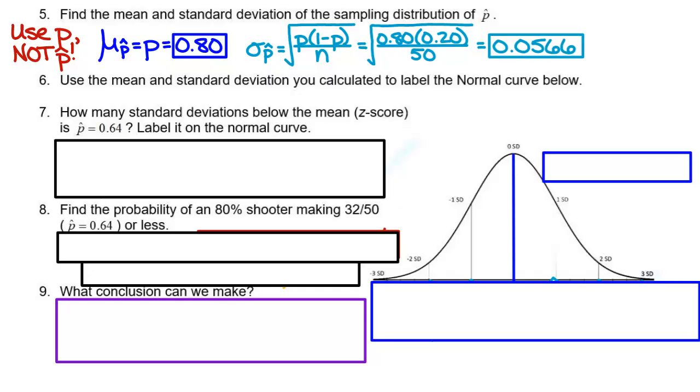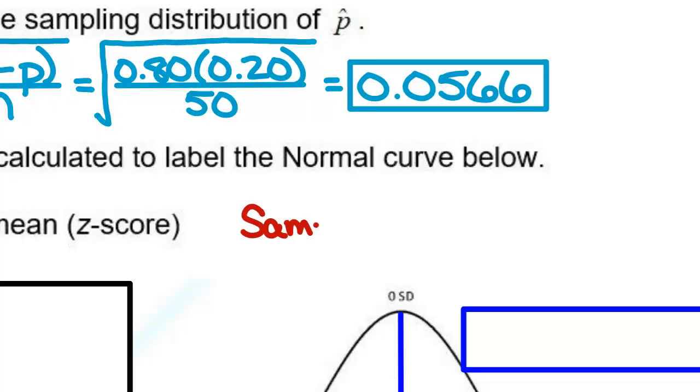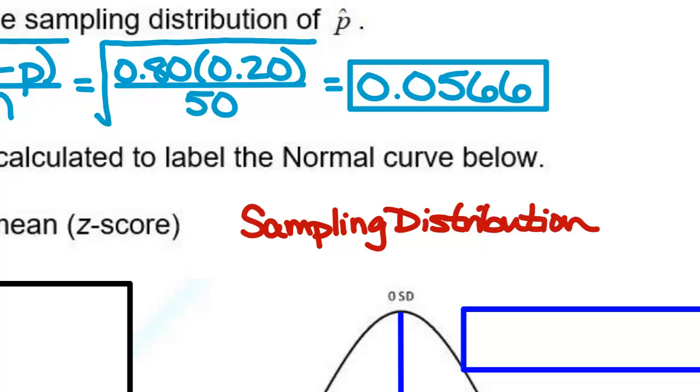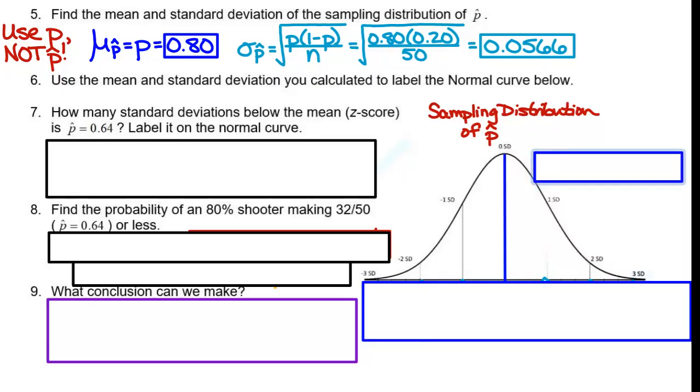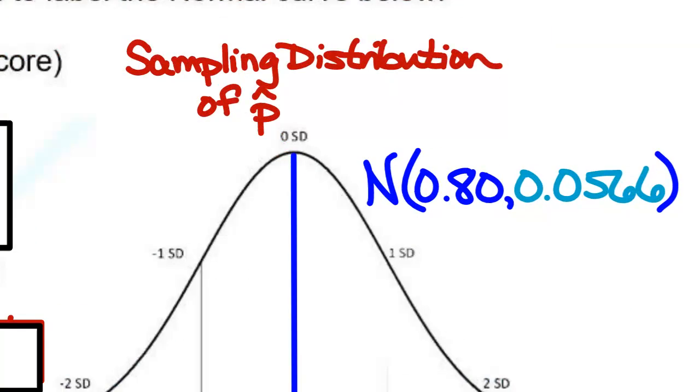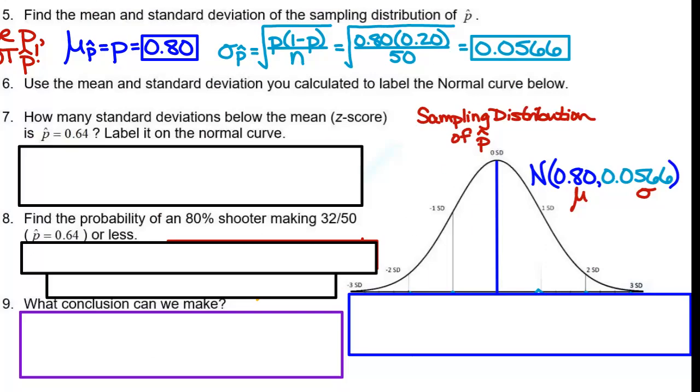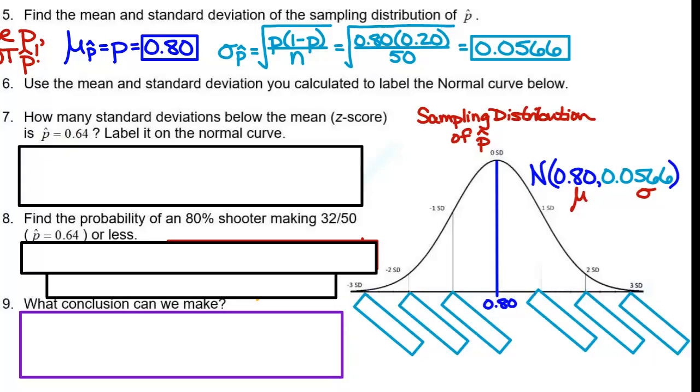Use the mean and the standard deviation you calculated to label the normal curve below. Right here, we're going to do the sampling distribution of P hat. Remember, we said the sampling distribution was approximately normal because we passed our large counts condition. So since it's normally distributed, I have my N here. Mean and standard deviation with labels, mu and sigma. What's going straight down the center here? The mean. And what is our mean? 0.80. So I have 0.80 right down the center. And then we want to get 1, 2, and 3 standard deviations labeled to the right, and 1, 2, 3 standard deviations labeled to the left.